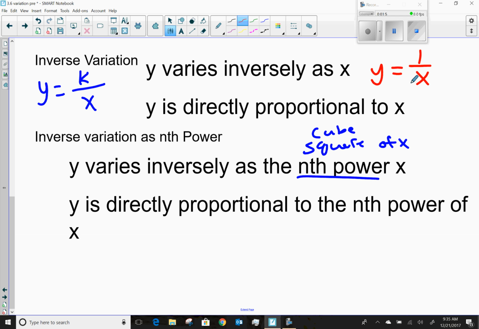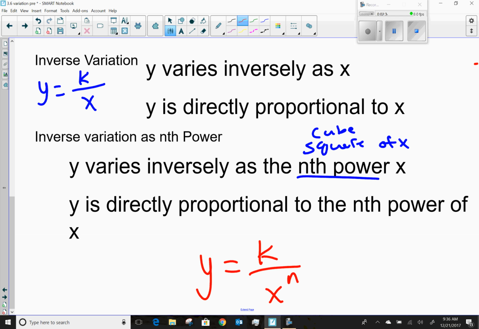So as x gets bigger and bigger, like 1 over 2, that's a half, 1 over 4, that's 0.25, then 1/8, 1/16. As x gets bigger and bigger, isn't my number getting smaller and smaller? So as one increases, the other decreases, where direct variation was, as one increases, the other also increases. The nth power is just written like this: y equals k over x to the n, and n could be any integer there.